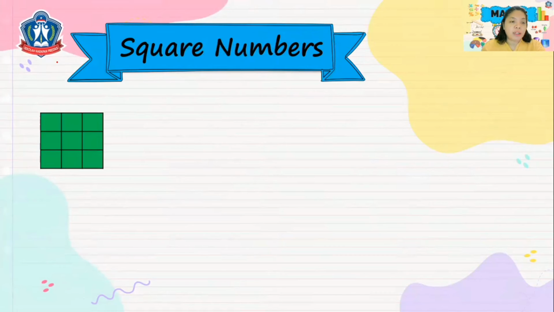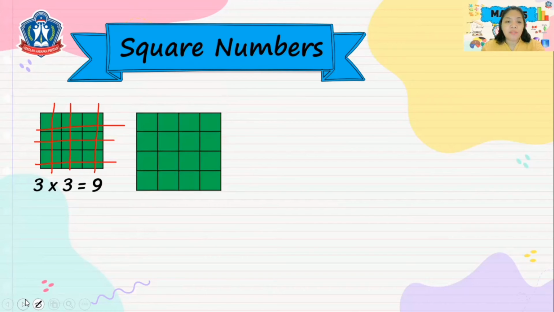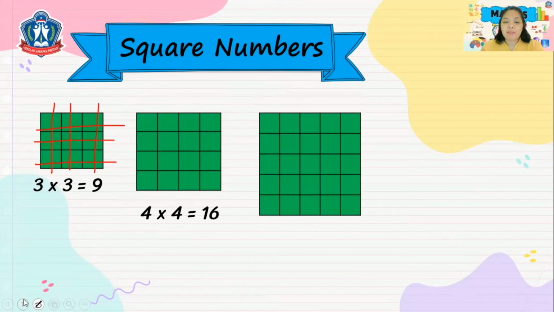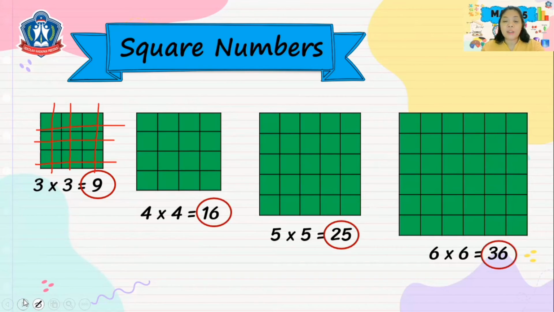We have another. How many columns and rows? Yes, 3. So we have 3 columns and 3 rows. If we multiply 3 times 3, it will give us 9. 9 is a square number. We have another: 4 times 4 is equal to 16. 16 is a square number. Another, 5 times 5 is equal to 25. 25 is a square number. And here we have 6 times 6, which is equal to 36. So 9, 16, 25, and 36 are what we call square numbers.